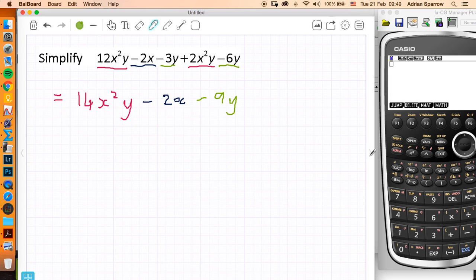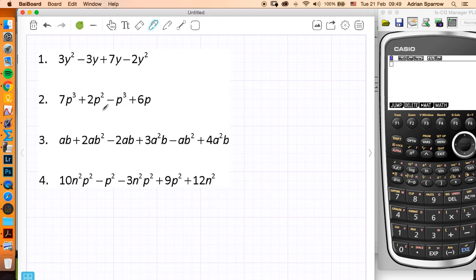Now once again, I've got 4 questions that you can have a go at. So there's 4 questions to simplify. You can pause the video and have a go yourself, and I will do the answers when you unpause it. So y squared and y's, so this is 3 take away 2, leaves me with 1y squared. Minus 3y plus 7y is plus 4y's.